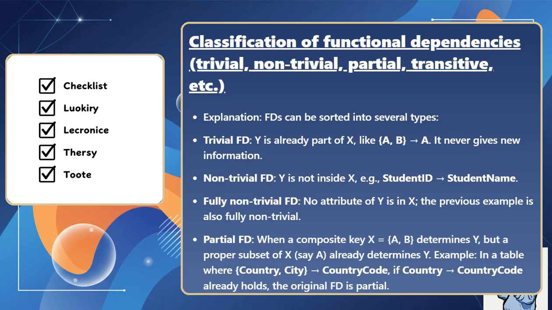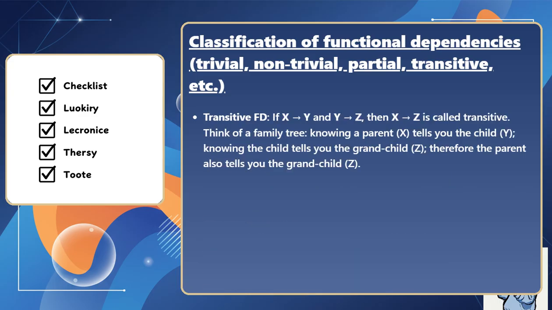Partial functional dependency: when a composite key X equals A and B determines Y, but a proper subset of X, say A, already determines Y. Example: in a table where country and city determines country code, if country determines country code already holds, the original functional dependency is partial.